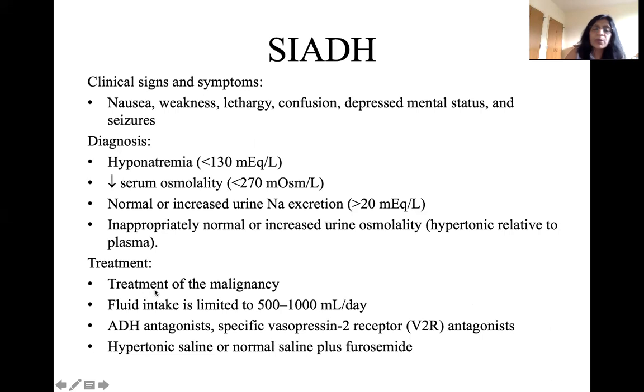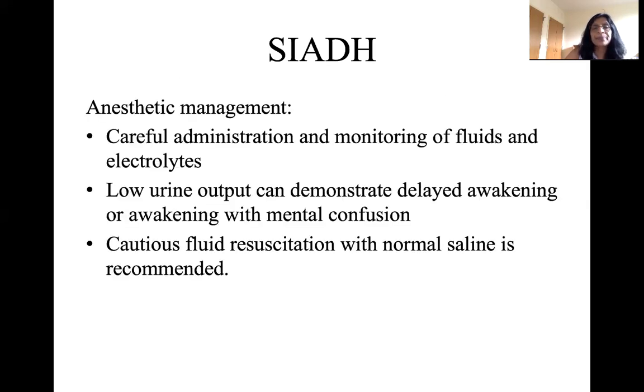Treatment of malignancy is one approach to treat the condition. Fluid intake must be limited because the volume is already too much. Then the ADH antagonists, some are very specific, like vasopressin 2 receptor antagonist, or just broad antagonists. Hypertonic saline, because the fluid volume is diluted, or normal saline plus furosemide to get rid of fluid from the system. Okay, it's a diuretic, furosemide. So those are some steps you can take to treat this condition.